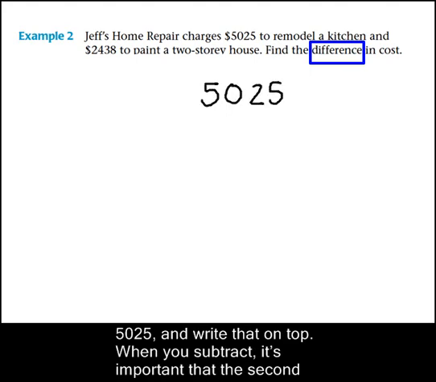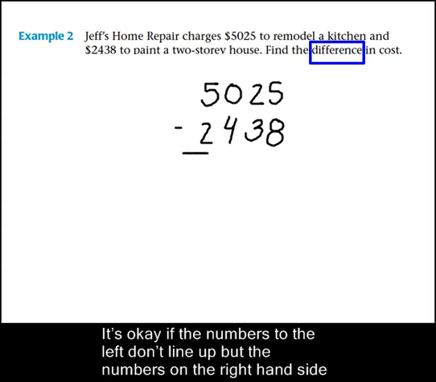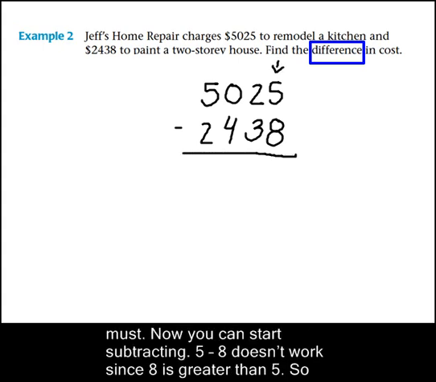When you subtract, it's important that the second number lines up in the ones column, and then work your way to the left of that number. It's okay if the numbers to the left don't line up, but the numbers on the right-hand side must. Now you can start subtracting.